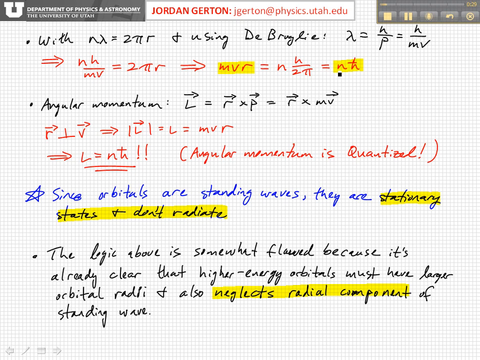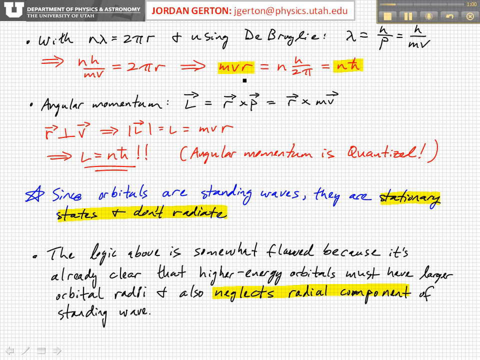Okay, and so what this says is that we know that the velocity and the orbital radius both are related to the energy of the electron, because with the velocity, 1/2 mv squared is its kinetic energy, and the potential energy is related also to its distance from the nucleus, r. And so what we can already guess just from this quantization of angular momentum is that this is going to lead to a quantization in the energy of the electron.